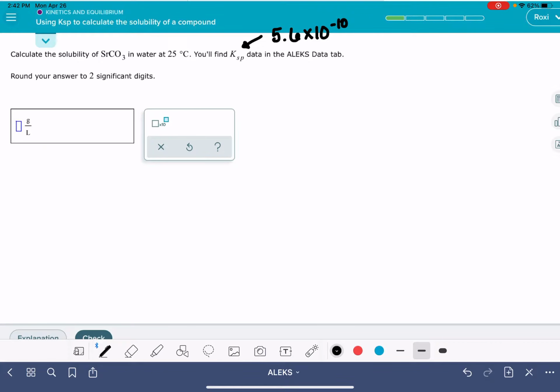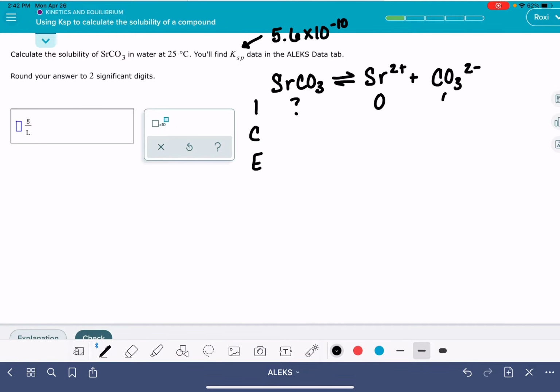The easiest way, in my opinion, to solve these problems is to write up an ice table. We want to first write an equation for the dissociation of the ionic compound. Strontium carbonate dissociates into strontium 2+ ions and carbonate anions. We don't know how much strontium we have. We do know that we have 0 products initially. The change for this reaction is going to be minus x, plus x, plus x.